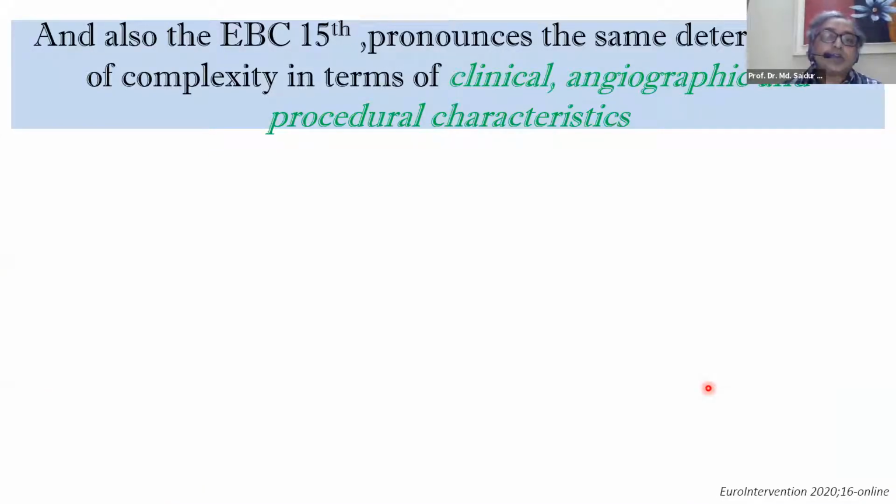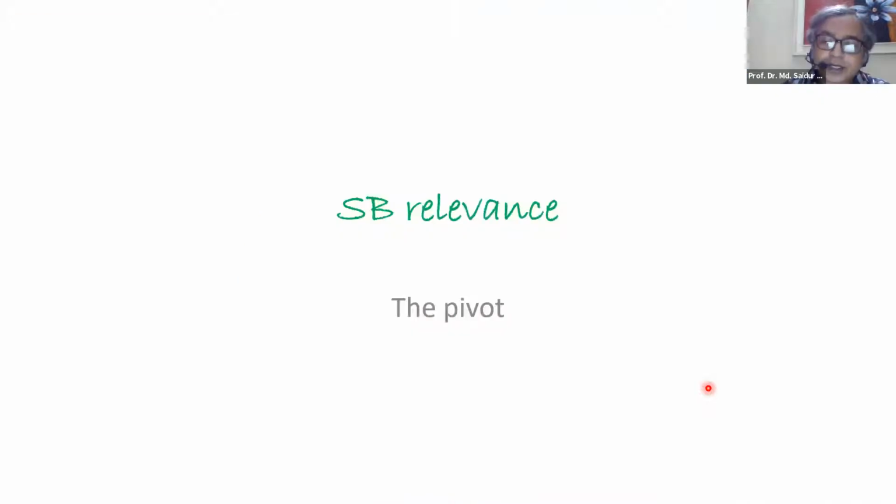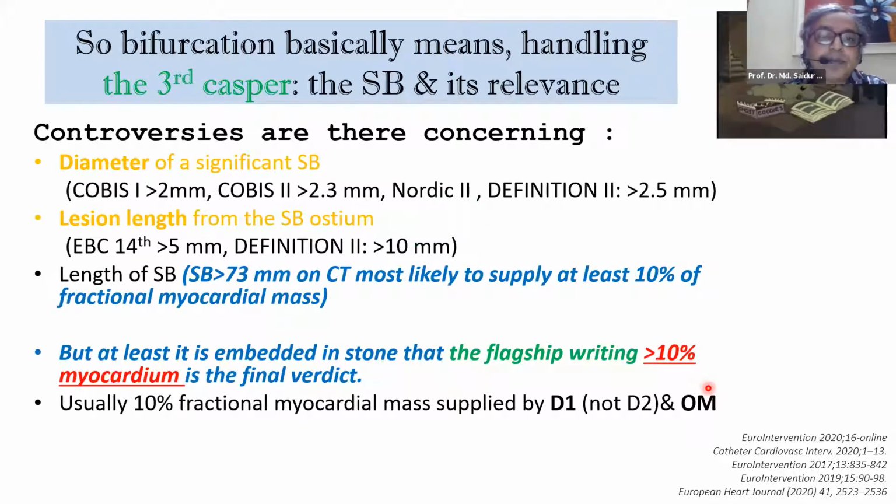And also, the EVC 15 pronounces the same determinants of complexity in terms of clinical, angiographic, and procedural characteristics. Not only the angiographic, but also the clinical and procedural. We have to remember these things to call a bifurcation really complex and to handle it properly. And that's why the third Casper and its relevance, this is the pivot. Bifurcation means actually handling this third Casper, the SB, and we have to find out its relevance, where it is really, really important.